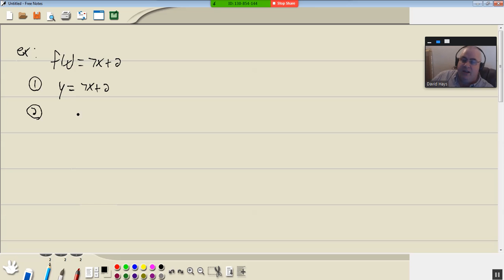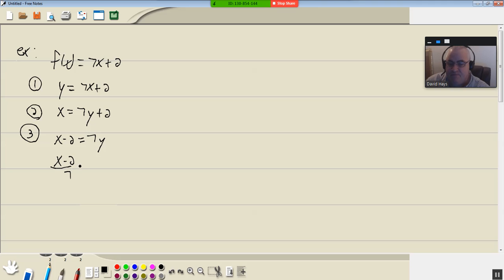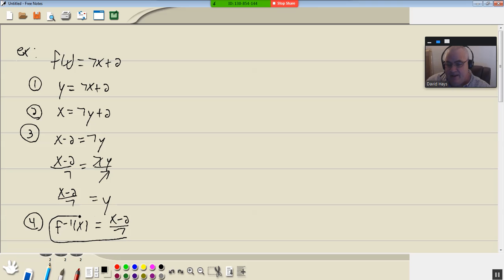Step 2, interchange x and y. Swap them. So where the y is, you put an x, and where the x is, you put a y. And then step 3 is to solve for y. In this case, I'll take the 2 over, and then I'll divide both sides by 7. Those 7's cancel. And we got y is equal to (x minus 2) over 7. Now step 4 is to put our inverse notation in. So the inverse of f is equal to (x minus 2) over 7. And that would be our answer.